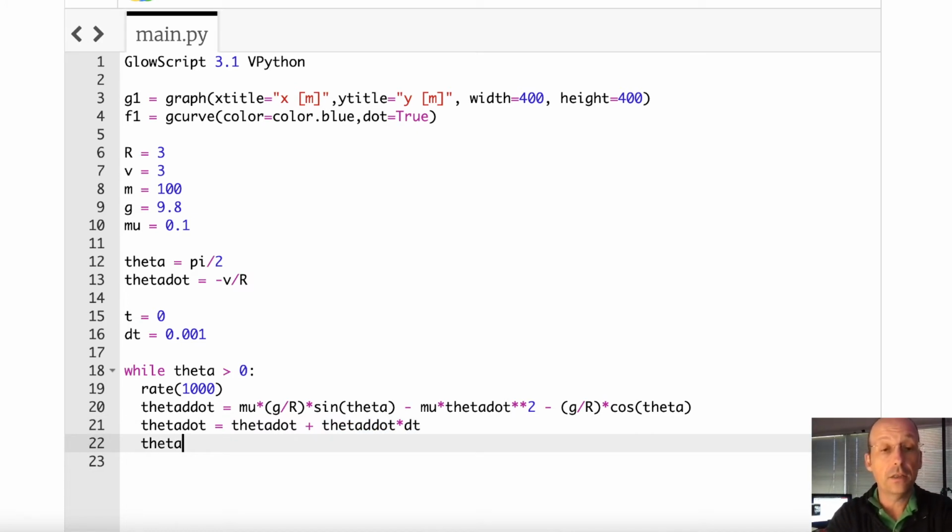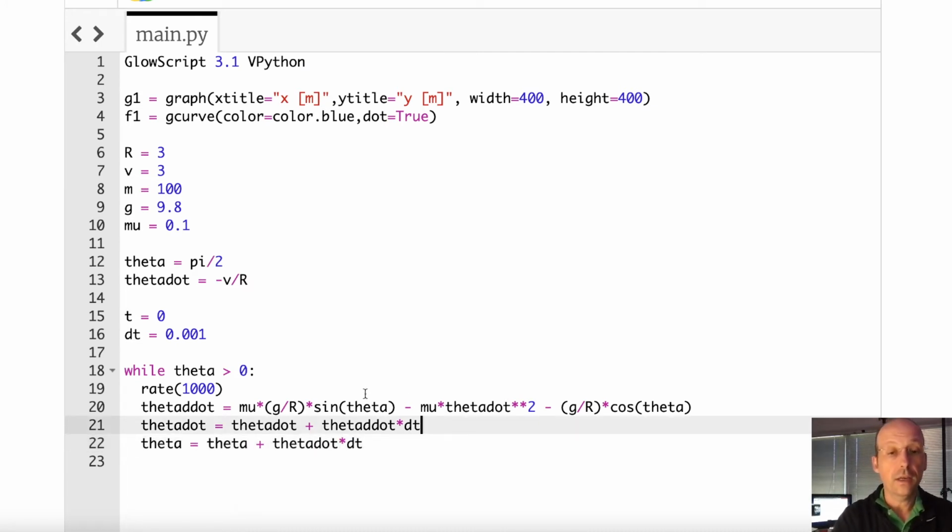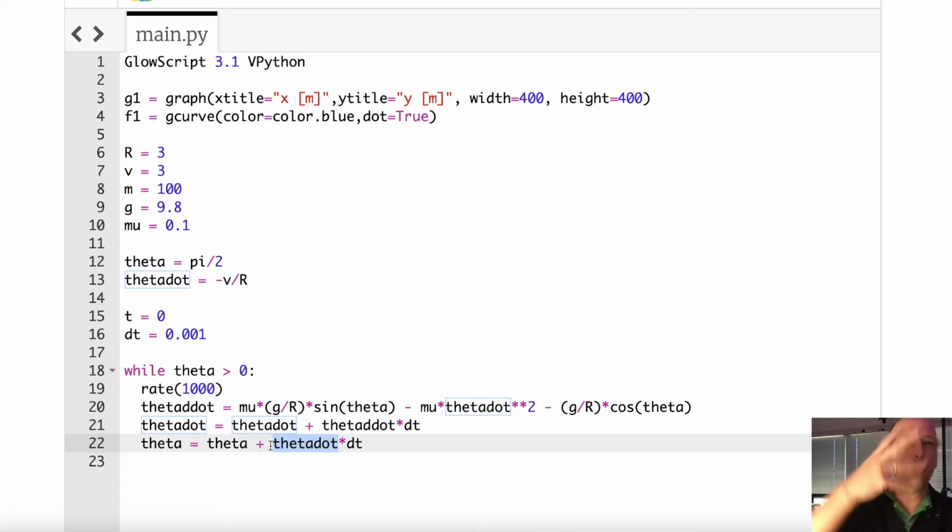Now update theta: theta equals theta plus theta dot times dt. And you'll notice that I calculate theta dot first, and then I update theta. So this is technically the theta dot at the end of the time interval, just like I said before. And it turns out that the order of these calculations does matter. This is the best order.